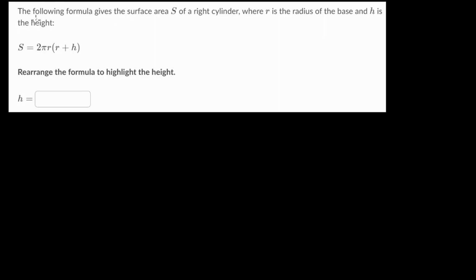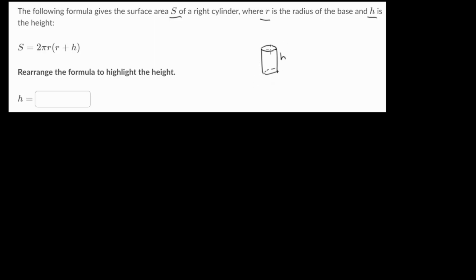And with this problem, the following formula gives the surface area S of a right cylinder, where R is the radius of the base and H is the height. So you can imagine that we have a cylinder, something that essentially looks like a soda can, and this is a right cylinder, meaning that the base and the height of this are perpendicular to each other.